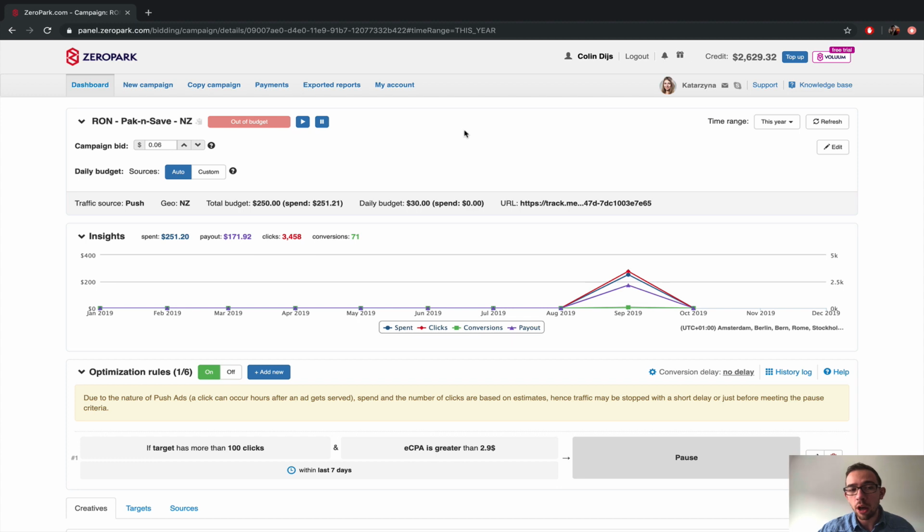So as you can see, I'm logged into the Zeropark dashboard right now. I'm in a run on network campaign, Pack and Save offer for New Zealand. We ran this offer for Big Bang Ads in September. We had a total budget of $250 in New Zealand on push. We spent $251.21. It will always go over a little bit, with a daily budget of $30.